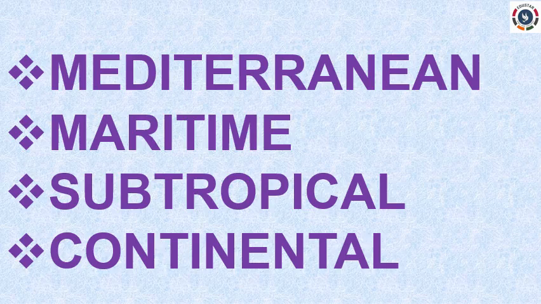Next is subtropical climate. This is a zone of climate which has hot and humid summers and cold to mild winters. These climates normally lie on the southeast side of all continents. Next is the continental type of climate. This type of climate has cold winters and hot humid summers. Areas of the temperate zone in the northern hemisphere experience a continental type of climate.